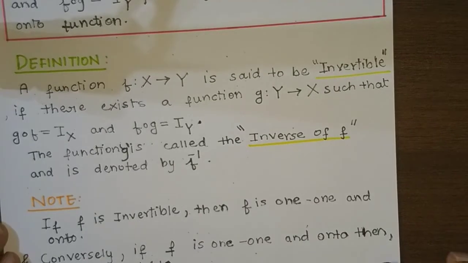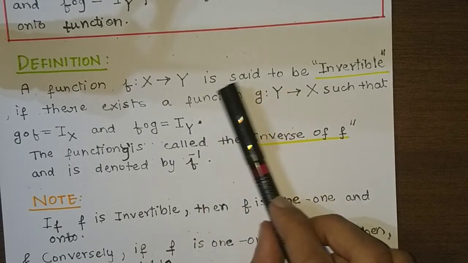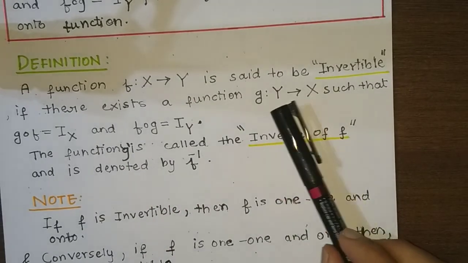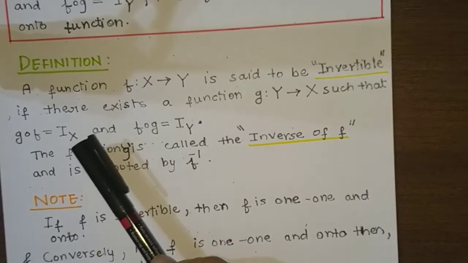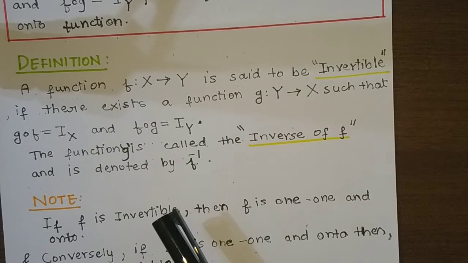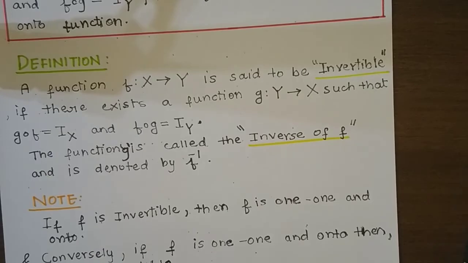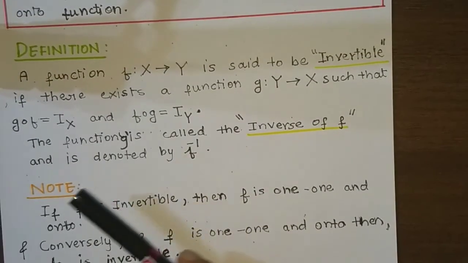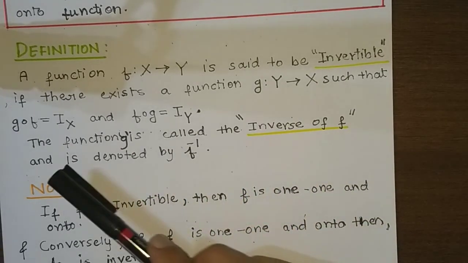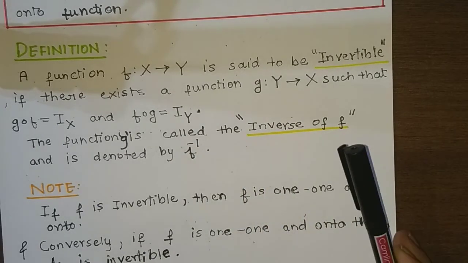Now let us use the example and the remark to define what are called as the invertible functions. So definition: a function f from x to y is said to be invertible if there exists a function g from y to x such that g composition f is equal to I suffix x and f composition g is equal to I suffix y. The function g is called the inverse of f and is denoted by f raised to minus 1.